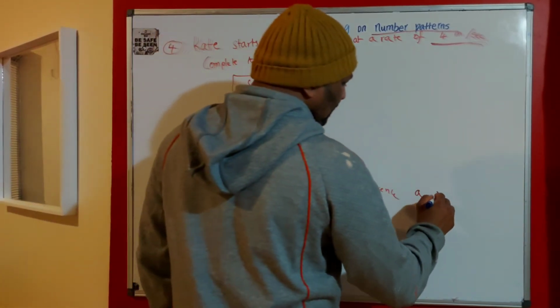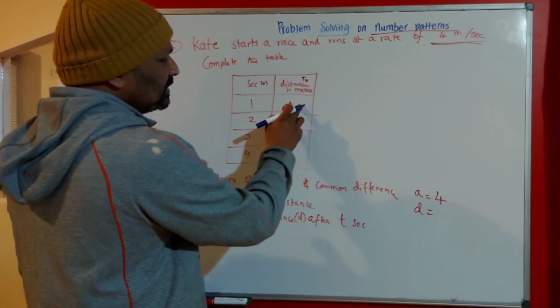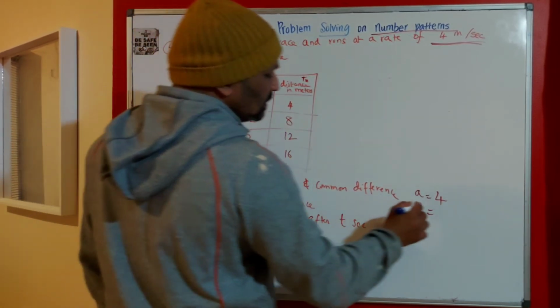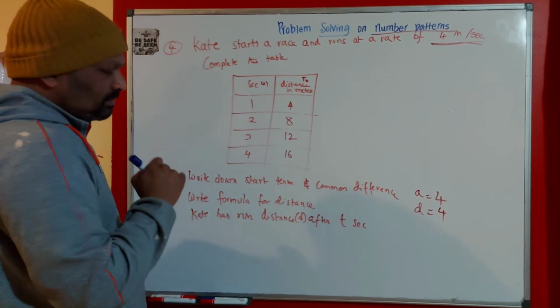So A here is 4, and the D here, what is the difference between these two? The difference between these two is 4. Okay, that is the first part of the problem.